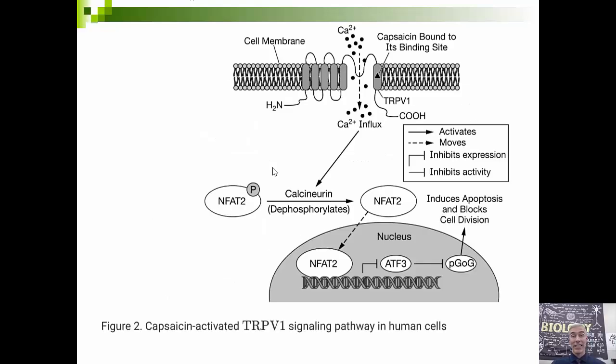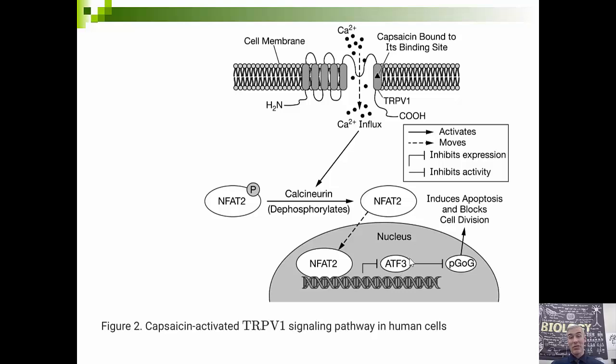Here's a capsaicin example. Capsaicin is the spicy stuff that you find in peppers. That's what makes it spicy. When capsaicin binds to this protein here, it's an example of a ligand-gated ion channel. It causes calcium to influx into the cell. That then activates calcineurin, which will dephosphorylate. Calcineurin is an example of a phosphatase. It dephosphorylates NFAT2. Once NFAT2 is dephosphorylated, it will go into the nucleus, act as a transcription factor, but the presence of it will then turn off the transcription of this, which will turn off the transcript.